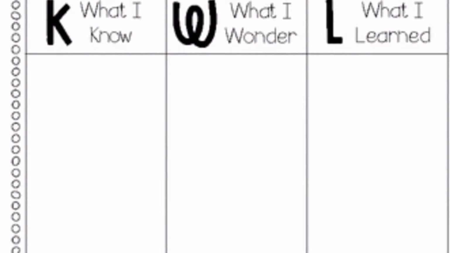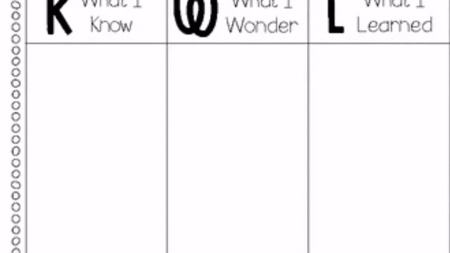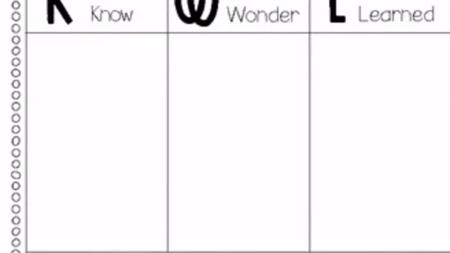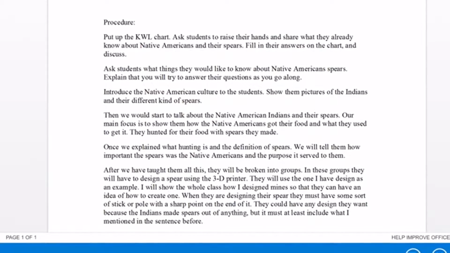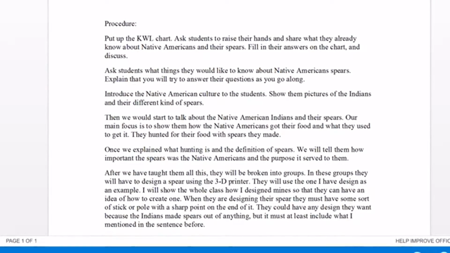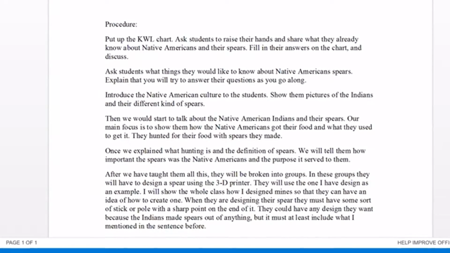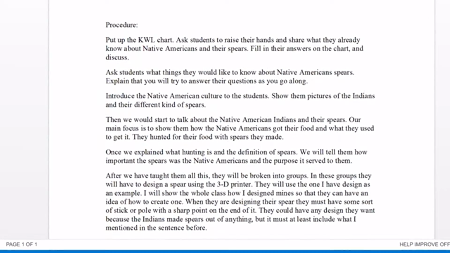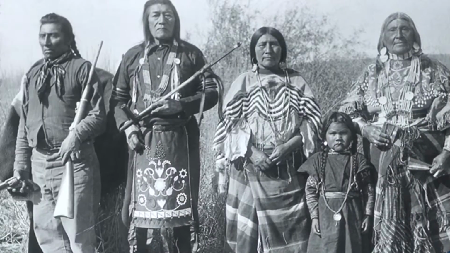This is an example of the KWL chart that the students will be using on this particular project. Once the students have completed the K and the W part of the KWL chart, we will then begin to introduce them to the Native American Indian culture.